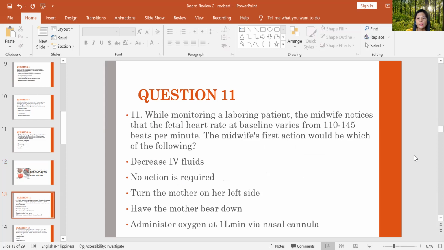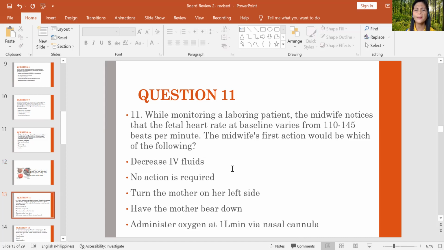While monitoring a laboring patient, the midwife notices that the fetal heart rate at baseline varies from 110 to 145 beats per minute. The midwife's first action would be which of the following? Decrease IV fluids. No action is required. Turn the mother on her left side. Have the mother bear down, or administer oxygen at 1 liter per minute via nasal cannula. What is the answer? The answer for this would be turn the mother on her left side.